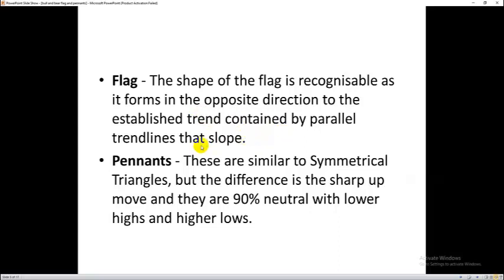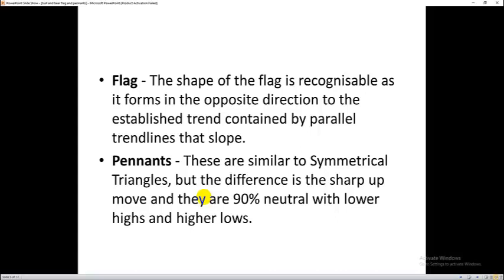I'll show you this. So pennants, these are similar to symmetrical triangles, but the difference is the sharp up move, and they are 90% neutral with lower highs and higher lows. Now, when you say lower highs, it means that, anyway, I'll show you with the chart. I'll show you with the chart so you understand it very well.